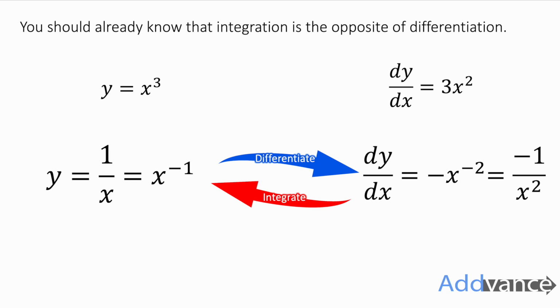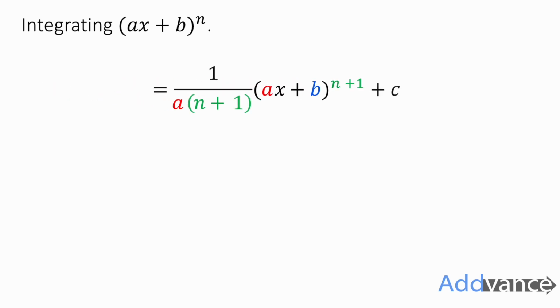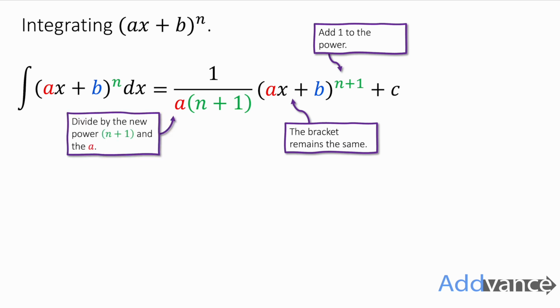If you're not already confident with differentiation and integration, please watch my earlier videos on differentiation and integration before we continue. But if you are happy with this, let's look at one of our first examples. We're going to integrate ax plus b to the power n. So this is a bracket to the power n. And what we do is we add 1 to the power. We keep the bracket the same, it's still ax plus b. We divide by the new power and the a, and then finally we have a plus c on the end.